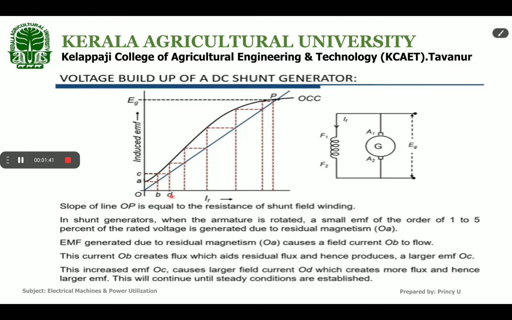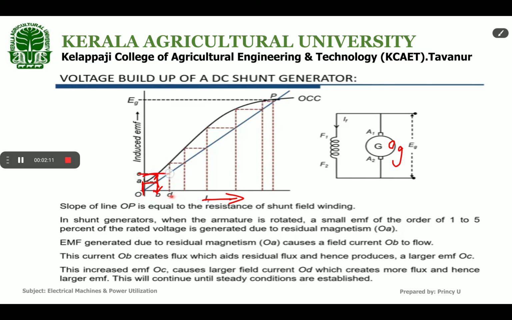Now, even when the field current IF is 0, there will be an EMF on the generator, that is EG, due to residual voltage OA. Due to this OA, a current OB is produced in the field winding. This OB will produce another increased flux, which induces an increased EMF, that is OC.